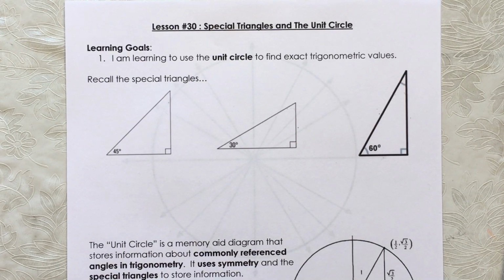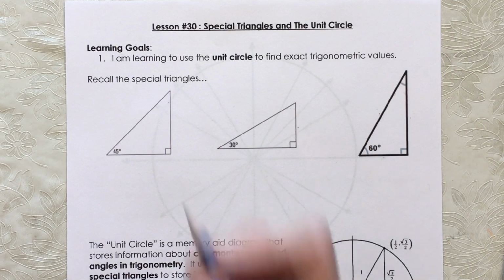Hi everyone. This lesson is on taking special triangles and converting to using the unit circle. So our learning goal is to learn to use the unit circle to find exact trig values. Last week we learned how to use special triangles, and this week we're going to learn how to use the unit circle and why the unit circle might be an easier, quicker way of doing it.